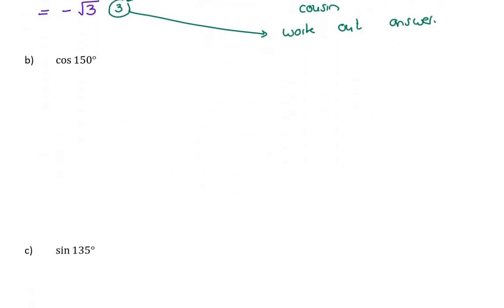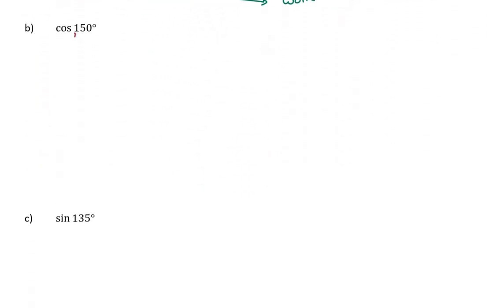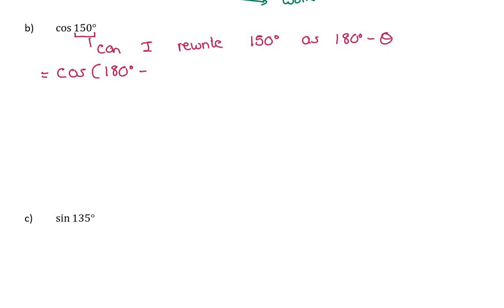So our next example is cos 150. So exactly the same question. Can I rewrite 150 degrees? And again, not as anything random, not as 140 plus 10, but as 180 degrees minus theta, because then I can do this thing called reduction. Now the answer is yes, because 150 degrees is 180 minus 30.